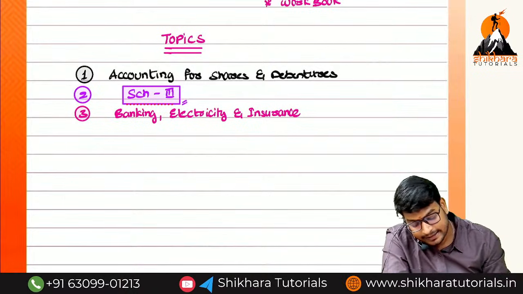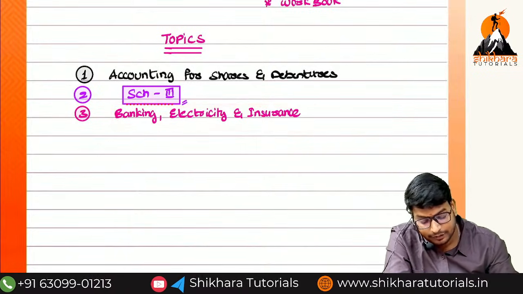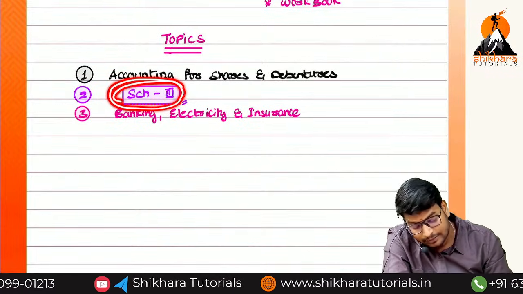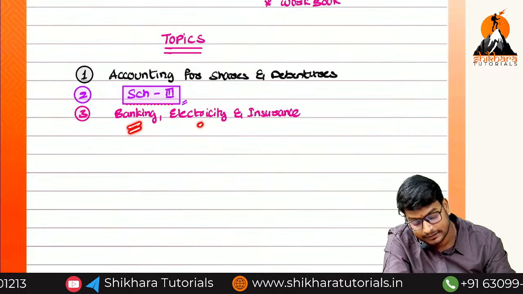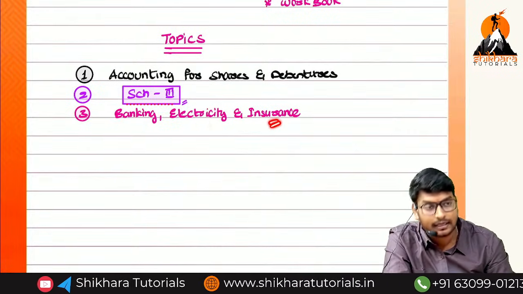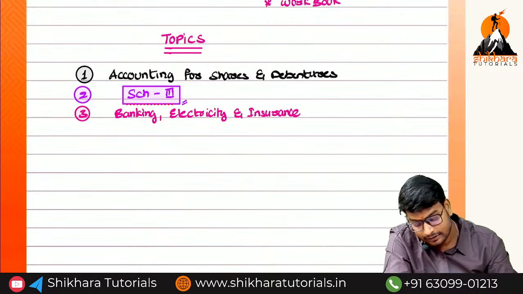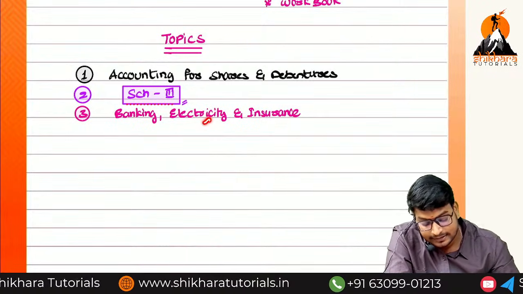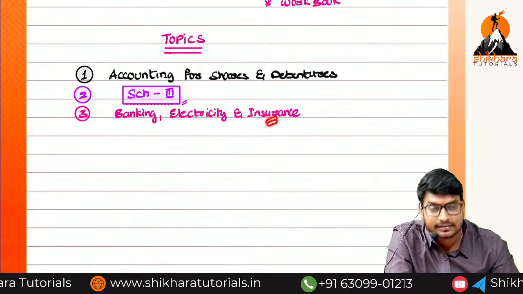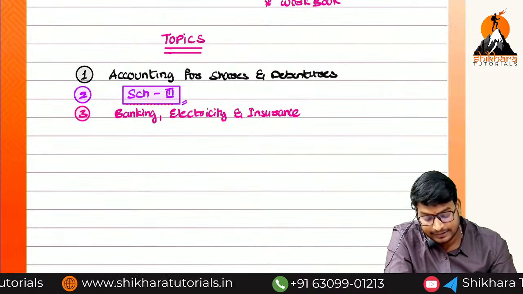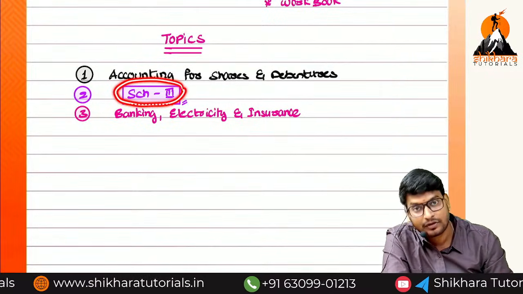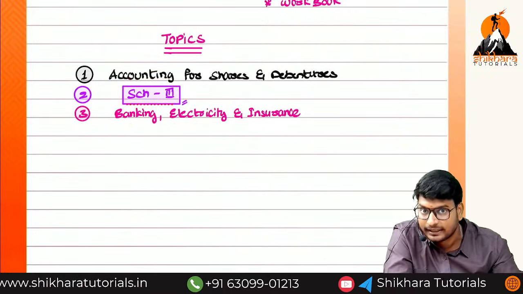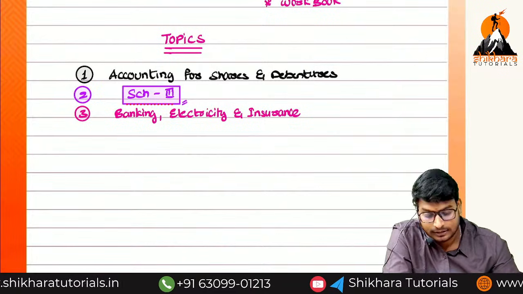Sir, why again are they giving this one? We know the banking, electricity and insurance companies, but this Schedule 3 format is not applicable for banking, not applicable for electricity, and not applicable for insurance. For banking there is a special format for balance sheet and P&L account, electricity also has a special format, and insurance companies also have a special format. So remember, Schedule 3 is a format, and banking, electricity and insurance are also formats. They have given them in corporate accounts only for learning the formats.